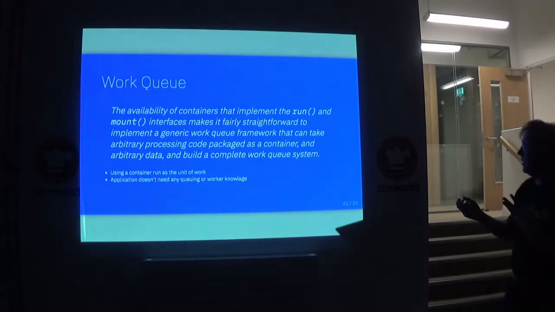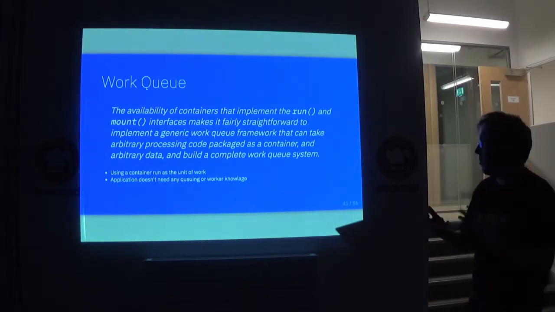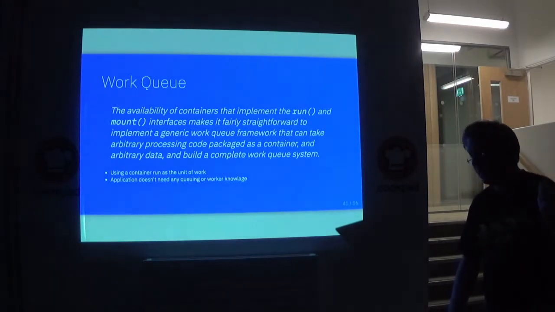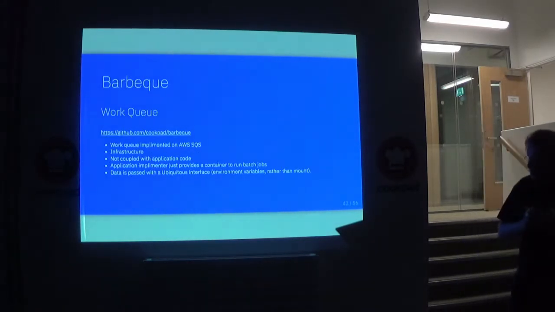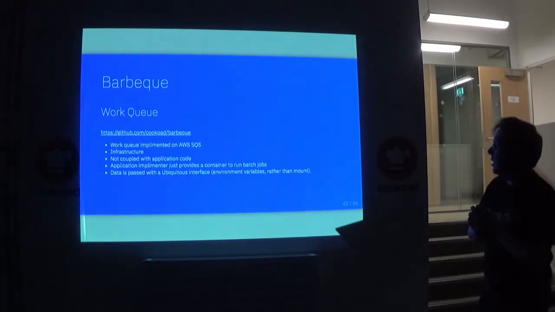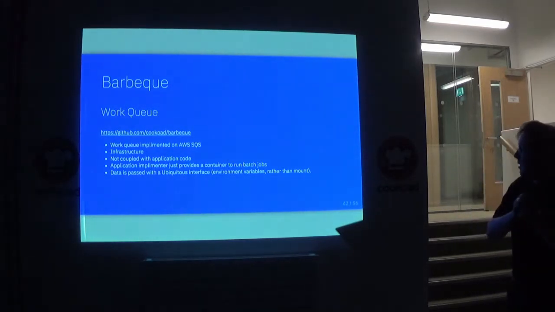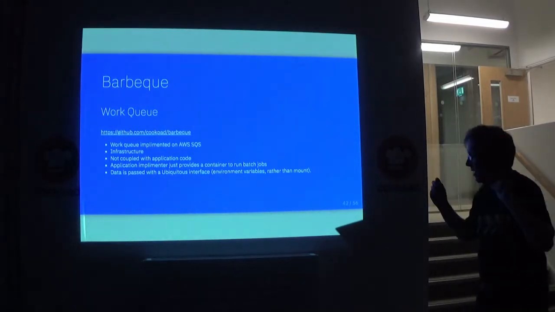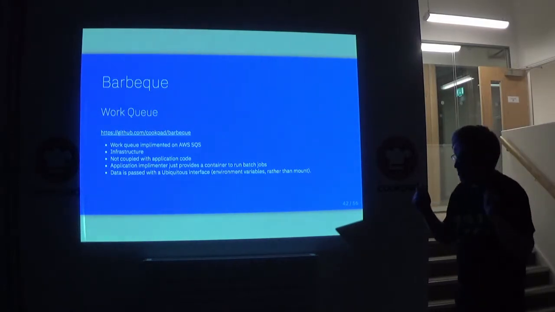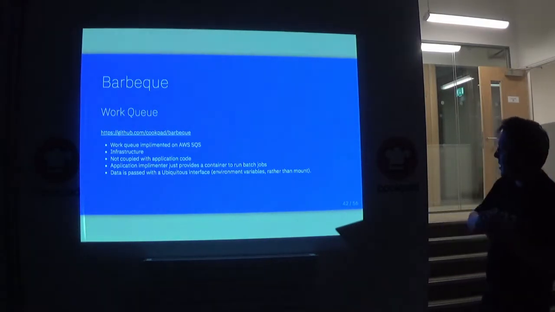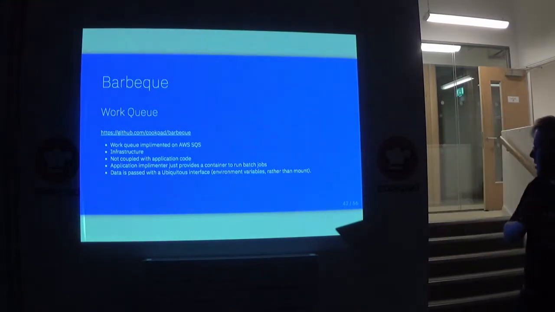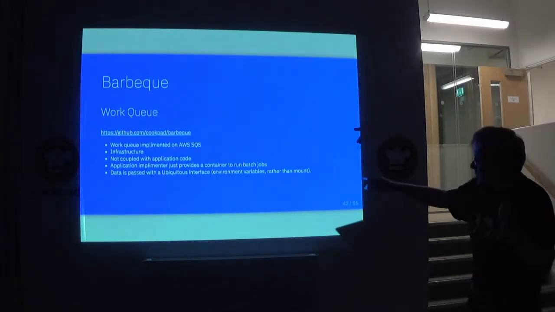Use a container as the unit of work. Running a container is your unit of work, and then your application doesn't need to know anything about queuing or how to be a worker or anything like that. It makes your application immeasurably simpler. Here at Cookpad, we built a tool called Barbecue. It's a work queue implemented on AWS SQS. You run a management dashboard and you run a worker. When your jobs get queued into Amazon SQS, they get run by launching Docker containers on an ECS cluster.